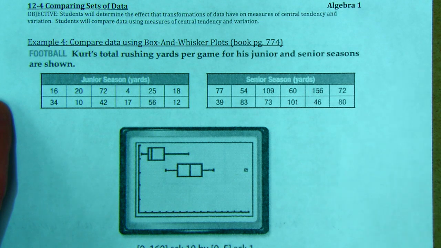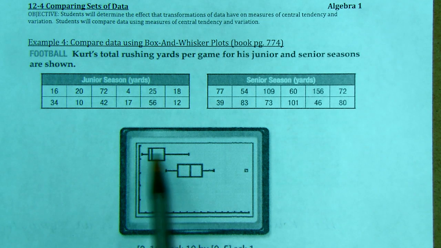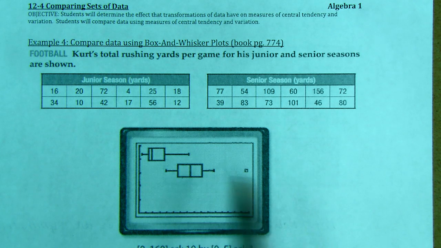All right, so this is kind of cool. Now his junior year, it's positively skewed. But his senior year, it's pretty symmetric with the exception of the outlier. But if we have an outlier, we need to use our 5-number summary. And we have to use our 5-number summary anyways because his junior year isn't symmetric, okay?